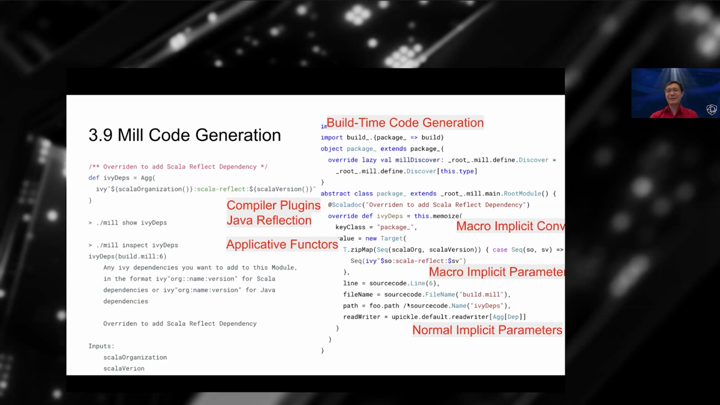Line number, file name, and the name of the method itself all come from macro implicit parameters from the sourcecode library: sourcecode.Line, File, and Name. And the JSON serialization comes from the uPickle library as a normal implicit type class.